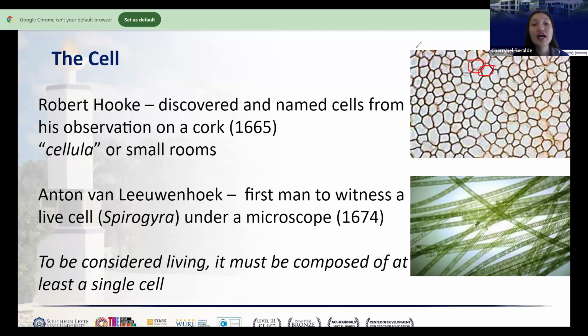It was only until Anton van Leeuwenhoek who observed the first living organisms with living cells. So, the first organism that he was able to observe is the Spirogyra. This is actually an algae. In 1674. So, ito siya yung spirogyra. So, para siyang spiral from one cell. It's like that.